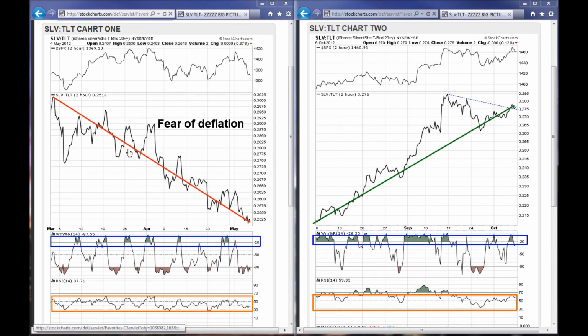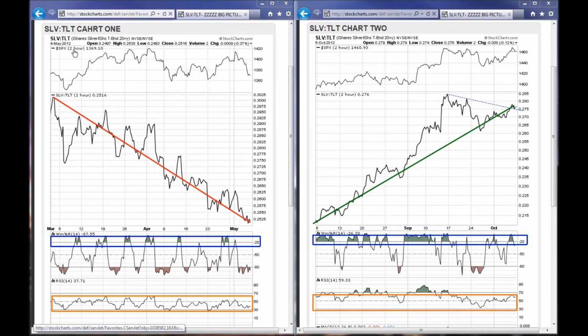When this ratio is falling, deflationary forces are ruling the day and winning out over inflationary forces. When the ratio is rising, as it is here in the present day on the right side, the fear of future inflation or deflationary fears are decreasing. So again, we're looking at the same thing here. This is the peaking process.